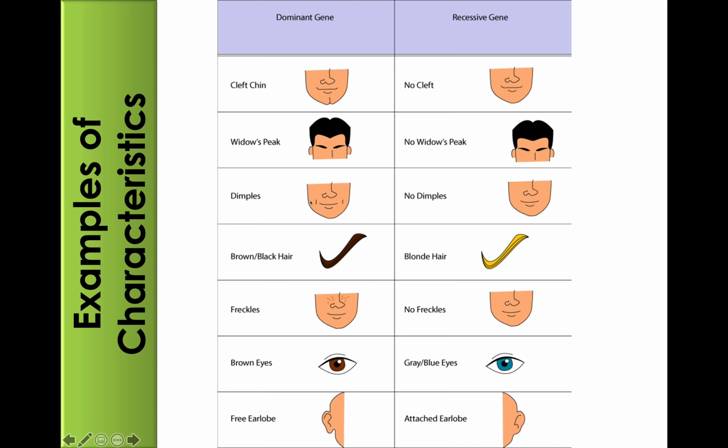Some people may have dimples on their cheeks, while others will have no dimples. Some people have freckles, while others don't have any freckles. Some people may have free lobes. Others may have attached earlobes. The attached earlobes are connected directly to the head, while the free earlobes hang down below the point of connection. These are some of the characteristics that can be inherited from a parent to the offspring.